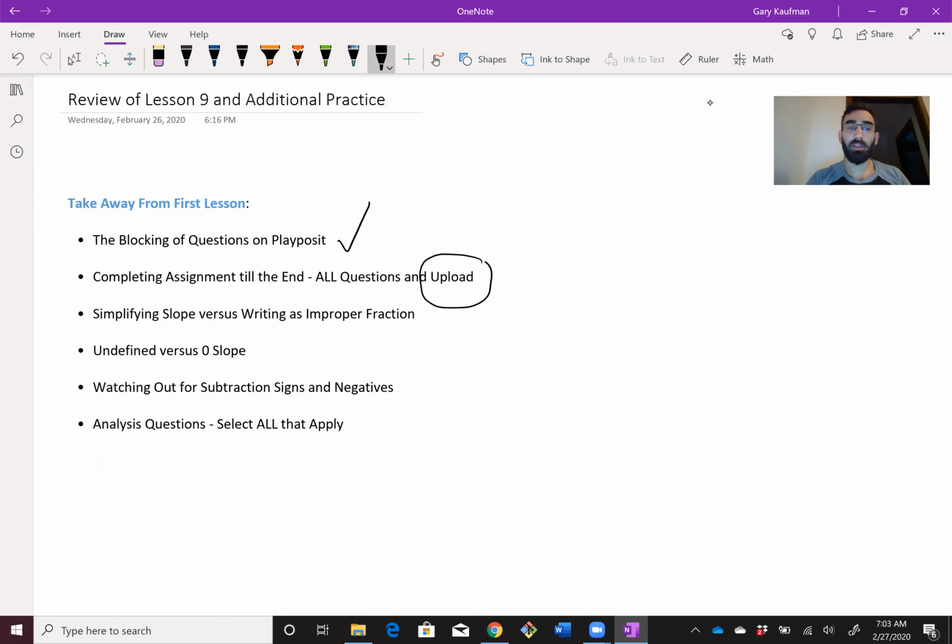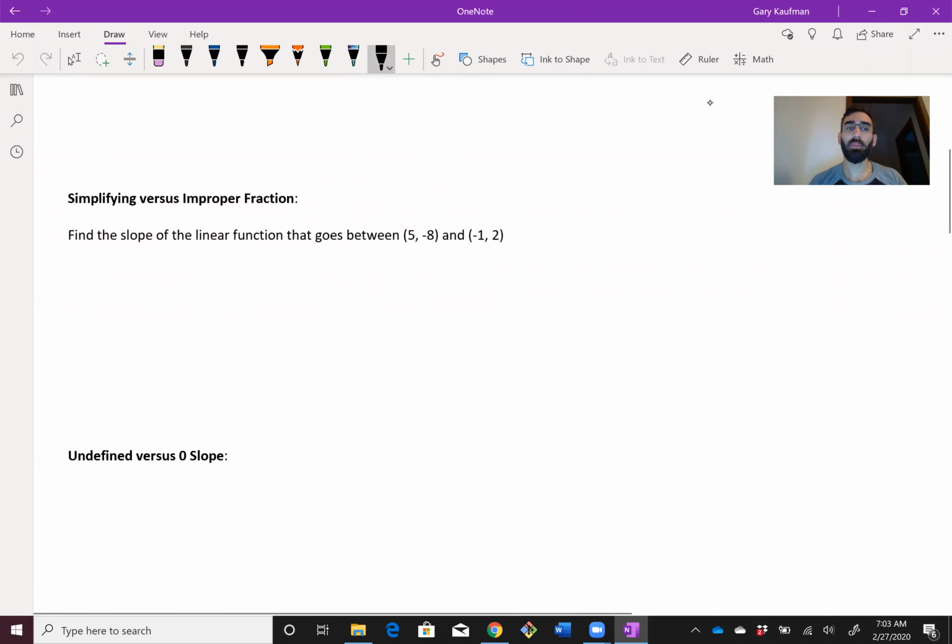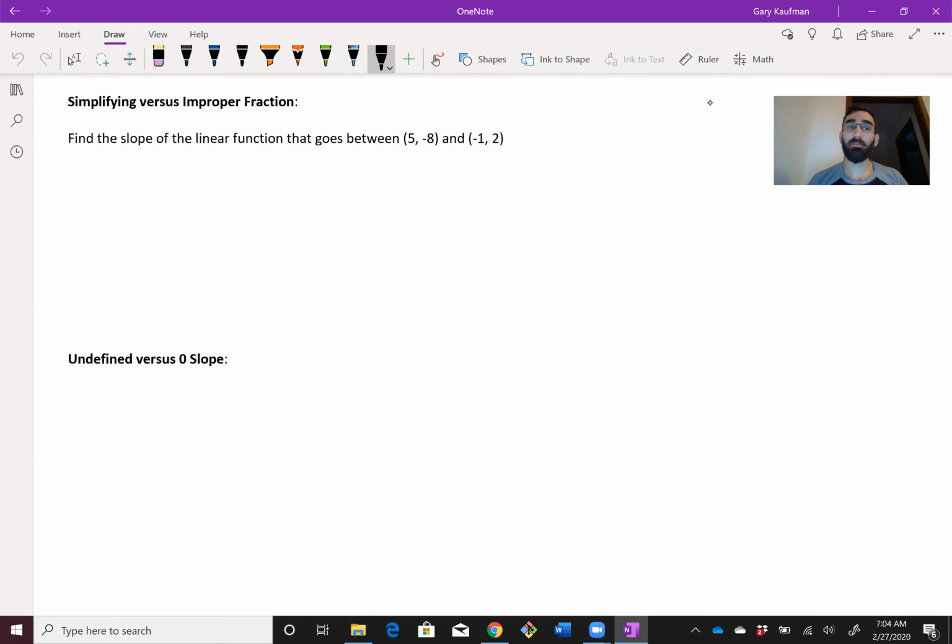Now, the next four things I'm going to go into a little more detail with actual examples. And these are questions that I saw kids had difficulties with on the questions. So let's take a look at those four. So the first is simplifying versus improper fractions. So for this, I have an example for us to do. Feel free to pause the video and try this question on your own before I do it as well.